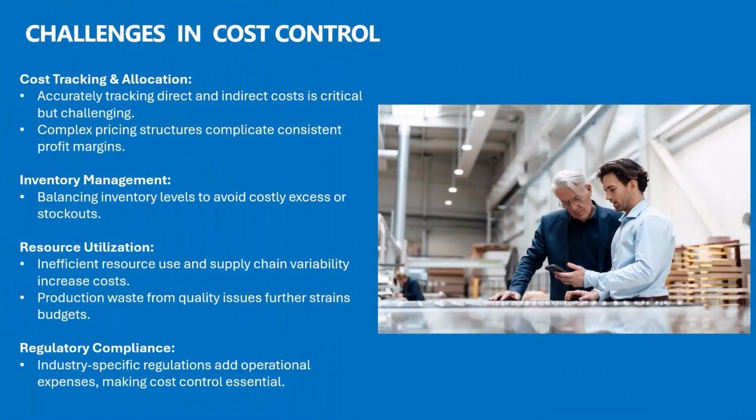Discrete manufacturers face significant challenges in managing costs, particularly when it comes to tracking and allocating direct and indirect expenses across production processes. Complex pricing structures, inventory management issues, and supply chain variability often lead to inconsistent profit margins, while inefficient resource use, production waste, and compliance with industry regulations increase operational expenses even further.